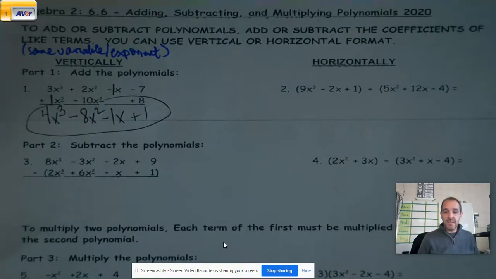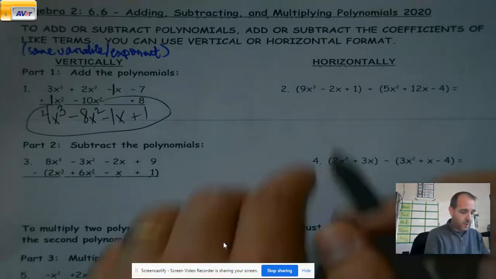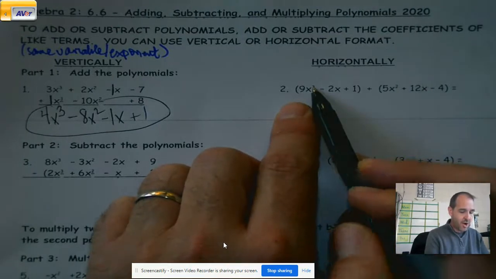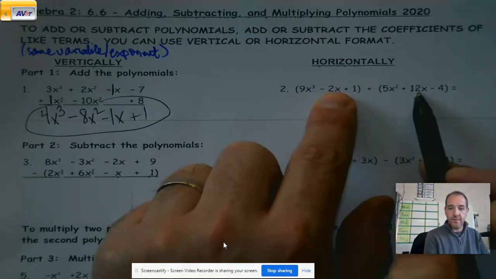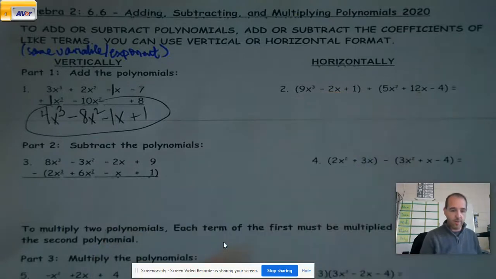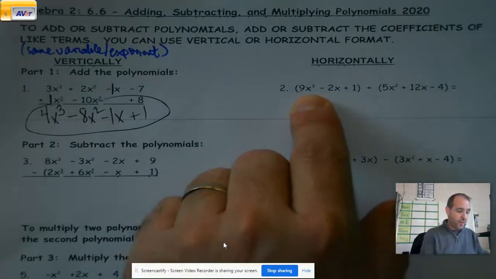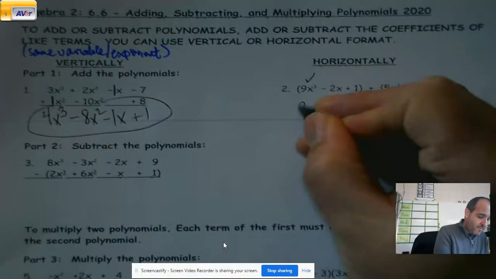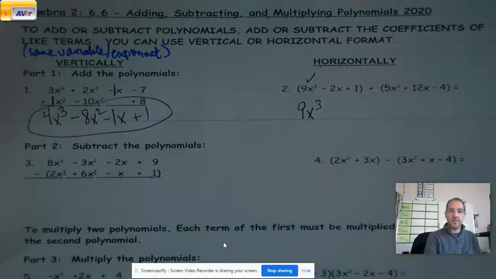Now, horizontal, okay, now it's just we're looking for variables and exponents. So I look here and I see an x to the third and an x squared and a couple of x's and things like that. So here's what I normally do. I look for the biggest exponent, x to the third, and that's the only one of them. So I'm going to check that off. I'll write 9x to the third.